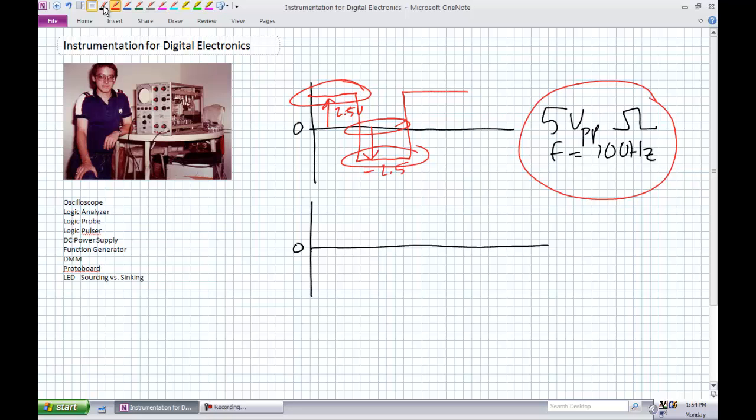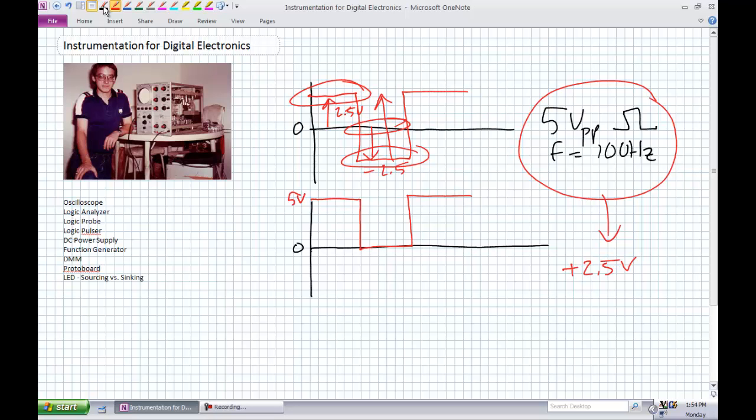5 volt peak-to-peak square wave, frequency 100 hertz, with an offset of plus 2.5 volts. What does that do? It takes the same wave and shifts it up 2.5 volts. What you get is your 5 volt to 0 volt waveform.